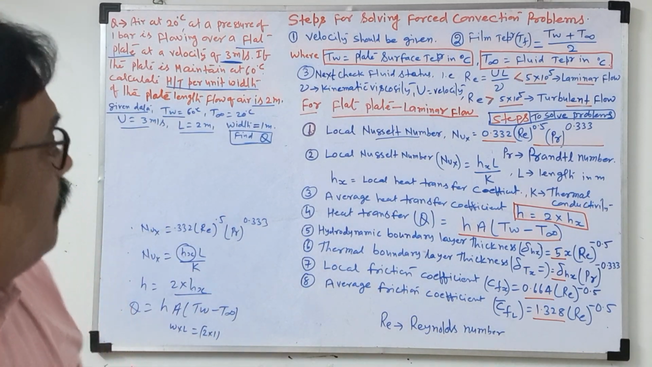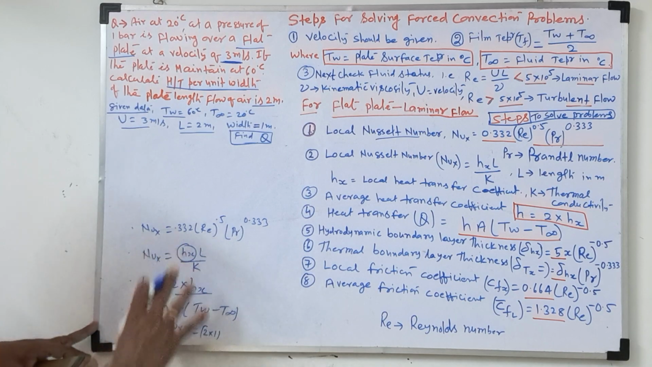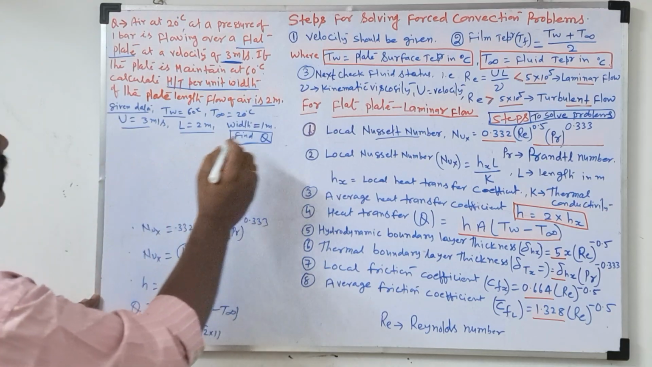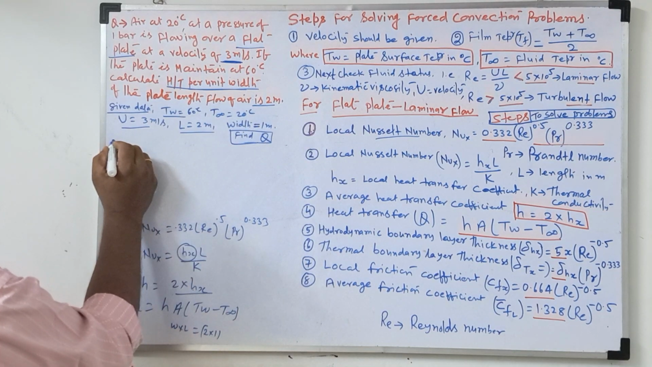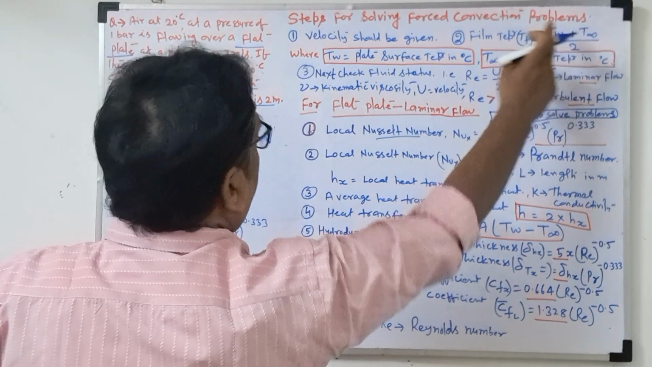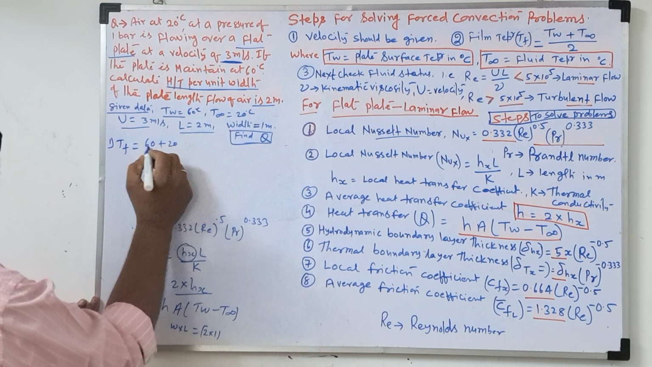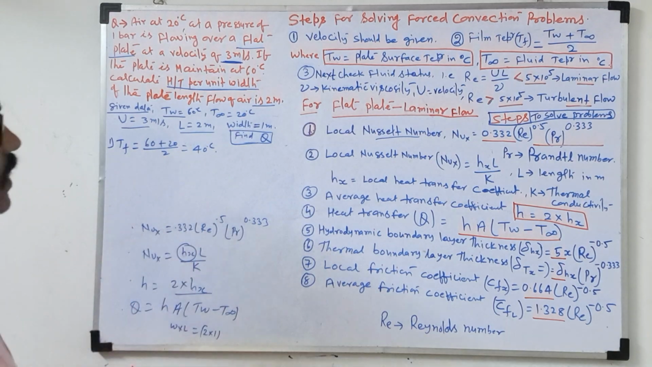Now look here. I will solve this question step by step. Now you understand the steps, so I will solve with all the values. The first step in this question is the film temperature. Tw here is 60, so directly I am writing (60 plus 20) by 2, which is 40 degrees Celsius.